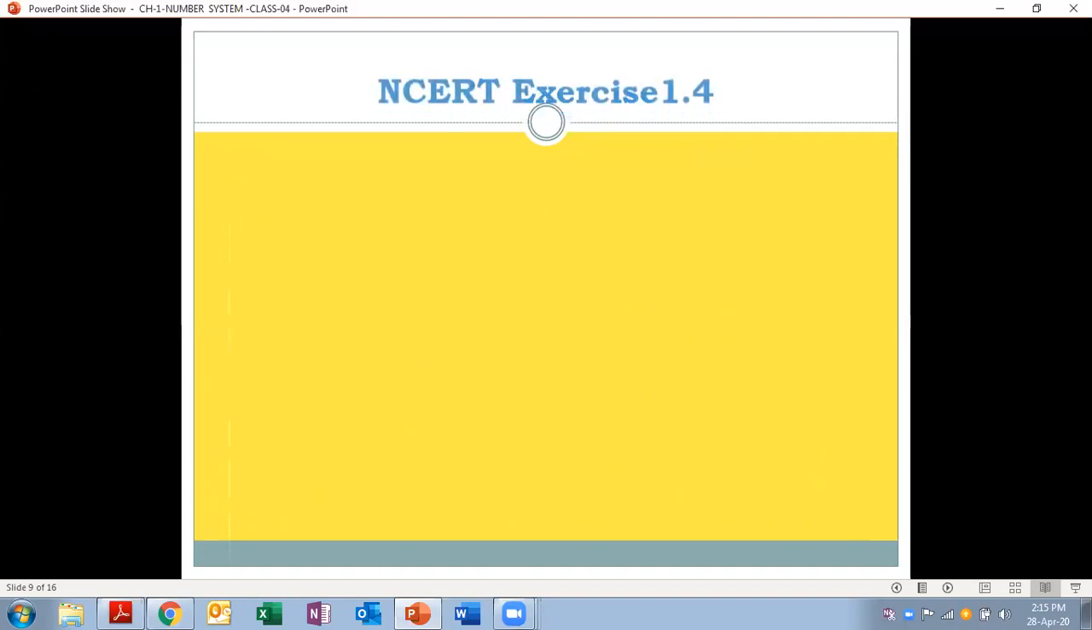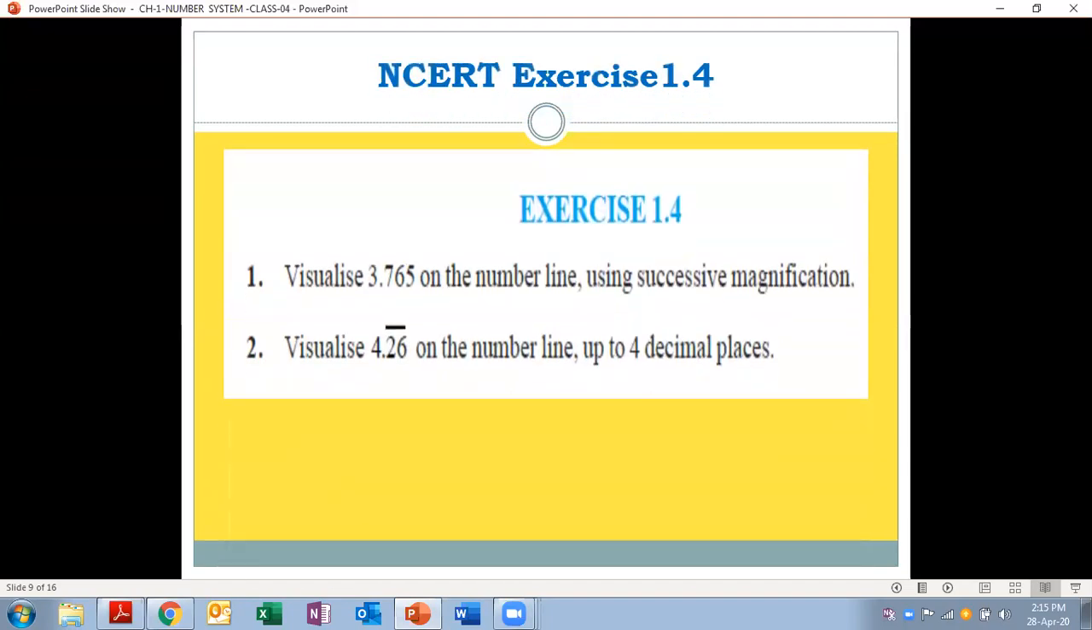Next we have NCERT exercise 1.4, and here we have two questions which are supposed to be visualized on the number line using successive magnifications of the number. First is a terminating decimal value, that is 3.765, up to 3 decimal places. And the second question is 4.26 on the number line up to 4 decimal places.